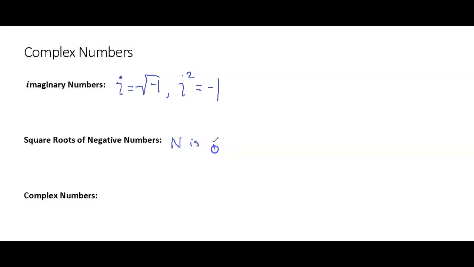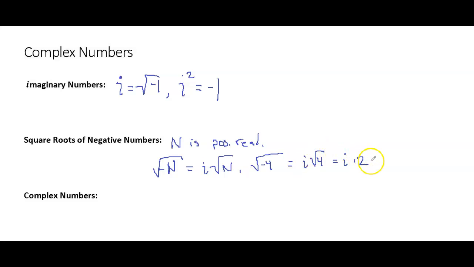If n is a positive real number, then the square root of -n will be equal to i times the square root of n. For example, if we had the square root of -4, we could rewrite that as i times the square root of 4. Now we know the square root of 4 is 2, so we have i times 2, and we could rewrite that as 2i.